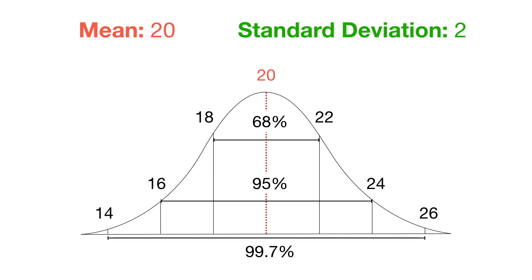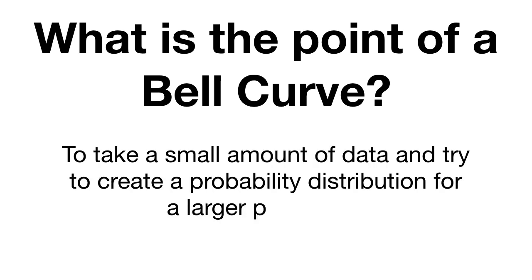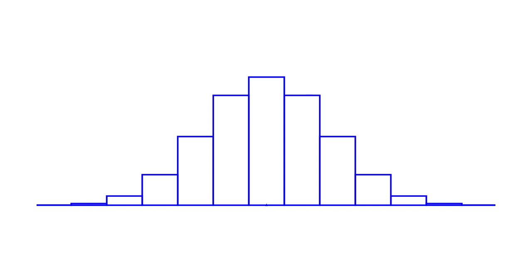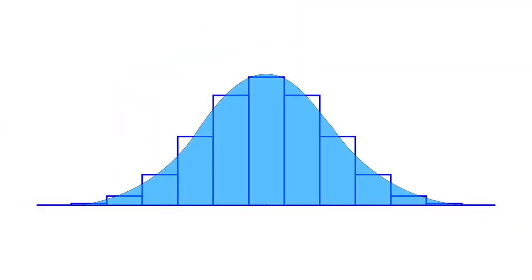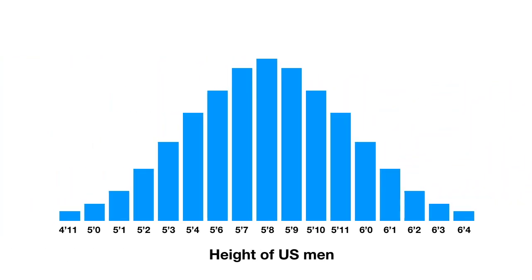So before we move forward, it's good to ask this question: what is the point of a bell curve? And so the true point of a bell curve is to take a small amount of data and try to create a probability distribution for a larger population. So you can make a very high probability prediction graph based off a small amount of data. So the idea is that you're essentially taking a frequency table like this and you're mapping on a normal distribution to it. And the more data that you have, obviously, the more accurate your distribution curve will get, and the higher the likelihood that your predictions are going to be accurate.